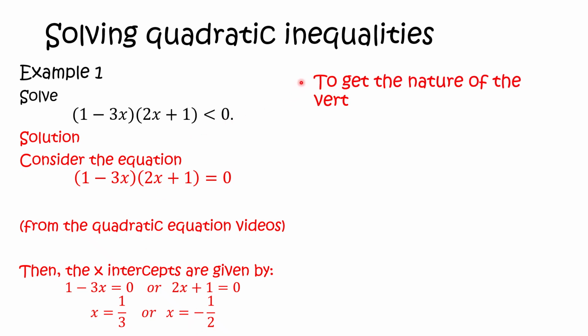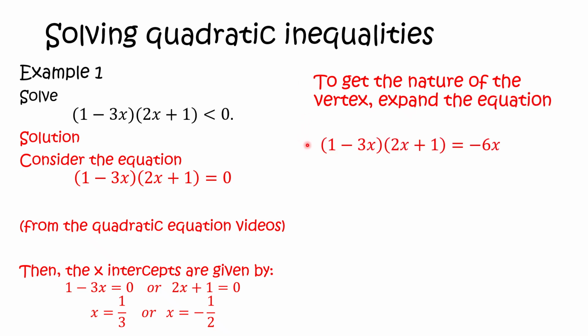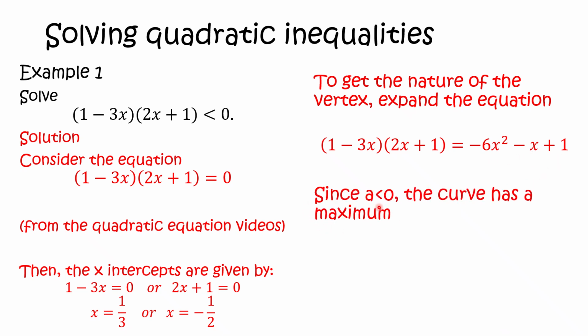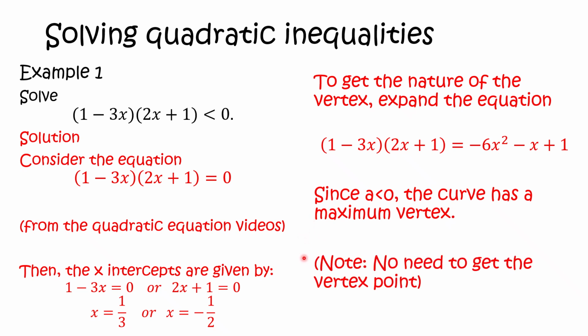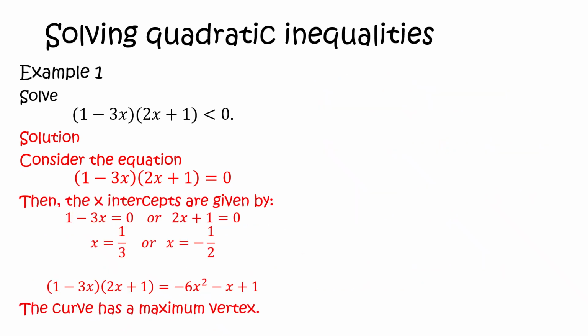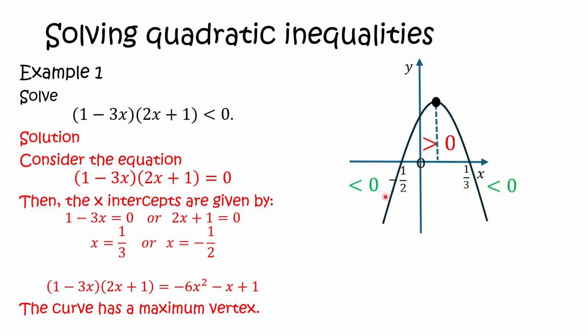To get the nature of the vertex, we expand the equation. So upon expanding it, we are going to get minus 6x squared minus x plus 1. And since the a is less than 0, the curve has got a maximum vertex. And note, there is no need to get the vertex point. Now, we see that the graph will be of this nature here.